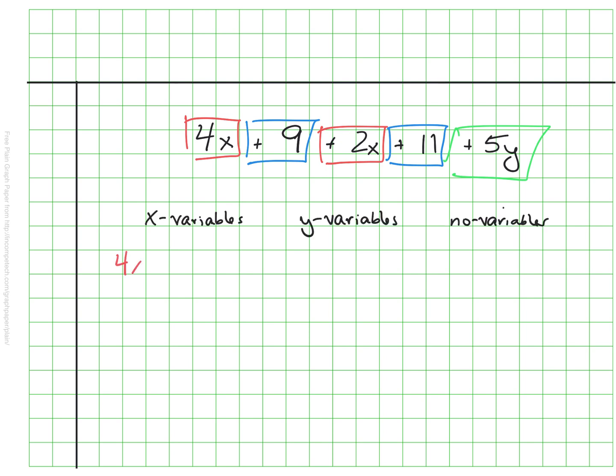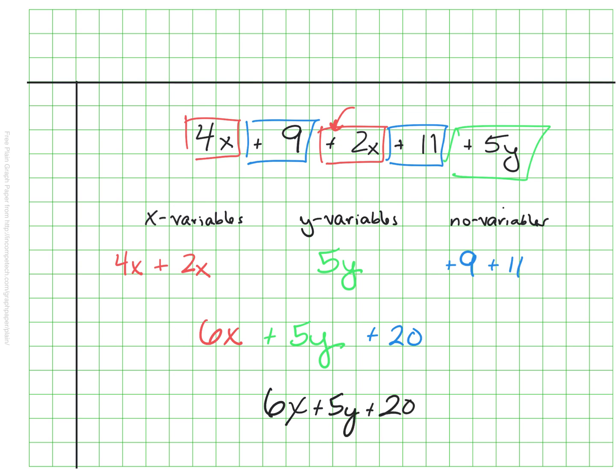I'm going to organize myself here. There were 4 x's, and notice this has that plus sign, so I'm taking it with it, and there were 2 x's. For my y variables, there was just the one, the 5y. And for my no variables, I had 9 and I had 11. If I have 4 x's and 2 x's, together I have 6 x's. The 5 y's are just as they are. And then I have the 9 plus the 11, a total of 20. So this expression, which was long and convoluted, is really just the same as this much shorter, more concise version with all the like terms combined.